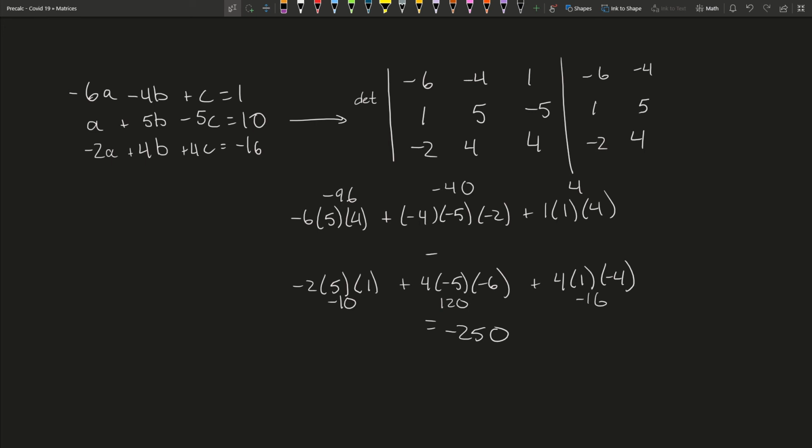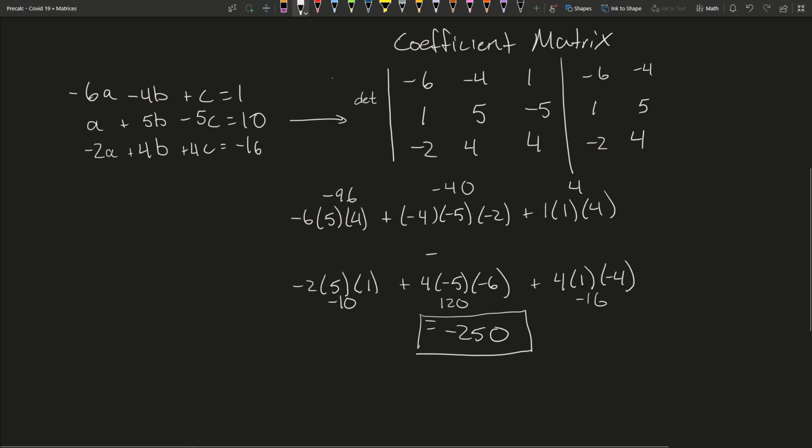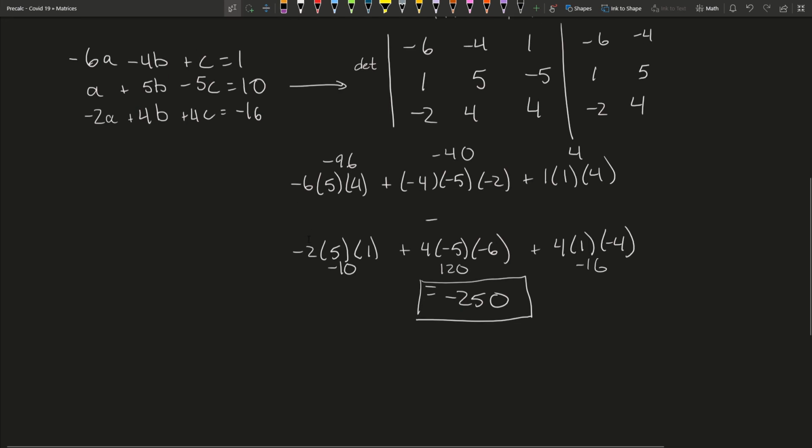And our determinant, this will come out to negative 250. Are there any questions about how I got that? So this determinant of our coefficient matrix, that is our denominator for A, B, and C.